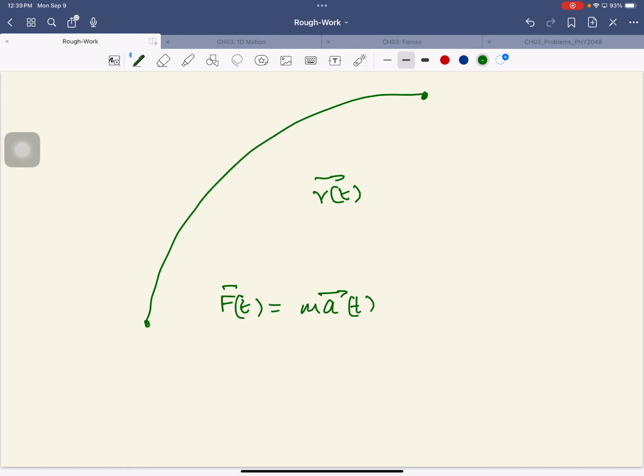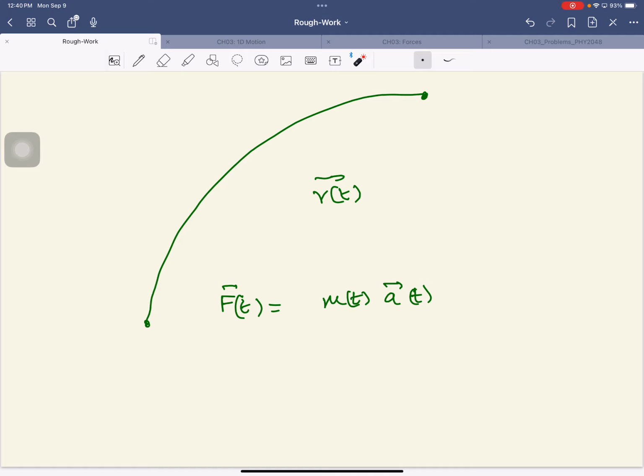Okay. So that's what Mr. Elon Musk is concerned about. Now, in his case, the mass changes as a function of time. Okay. So this is what you need. All right.